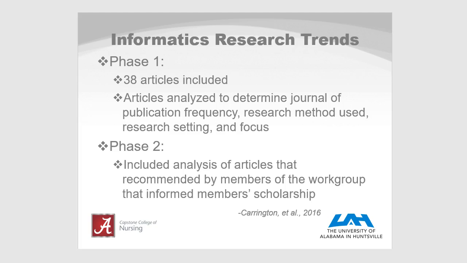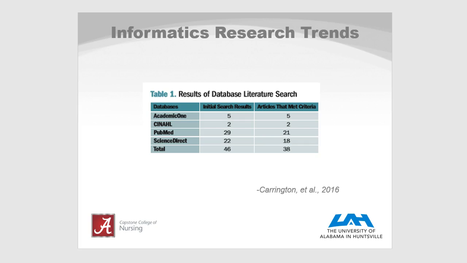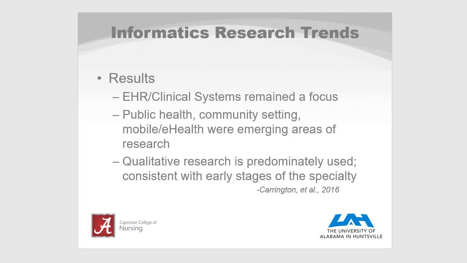They looked at the journal of publication frequency, research methods that were used, research settings, and the focus. They included analysis of those articles, and they also included articles recommended by members of the work group that informed their scholarship. These are the databases that they searched, and we met with the library, so I know you are all familiar with the databases that we have access to, that you'll be using as well. This is an example of how they articulated that, and the results in summary.